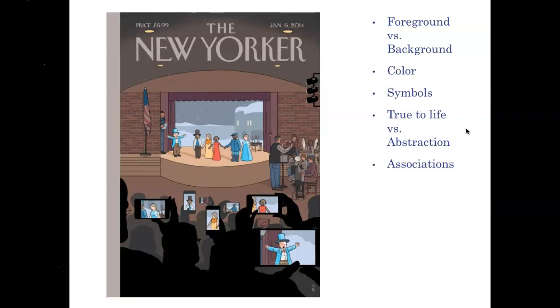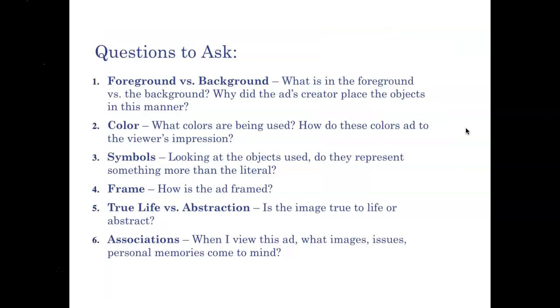So when we're thinking about visual literacy, these are some questions that we can ask ourselves. And I think that certain ones of them stand out more so than others. Why did the ad's creator place the objects in this manner? How do these colors add to the viewer's impression? How is this ad framed? And when I view this ad, what images, issues, personal memories come to mind? So these are some questions that I will list in your next exercise that you can use to help dissect an image of your own, or of your own choosing, I should say.